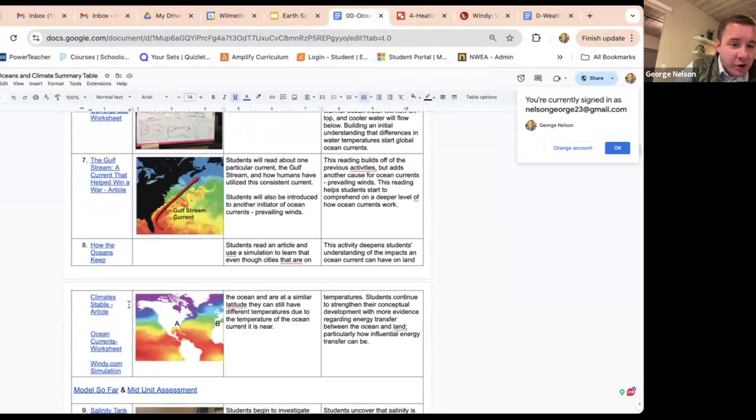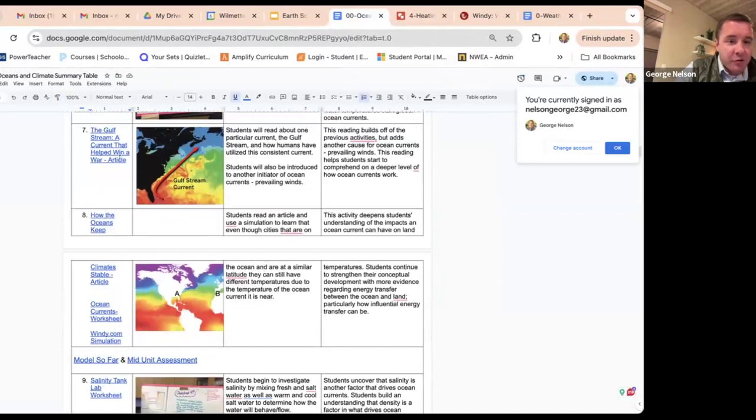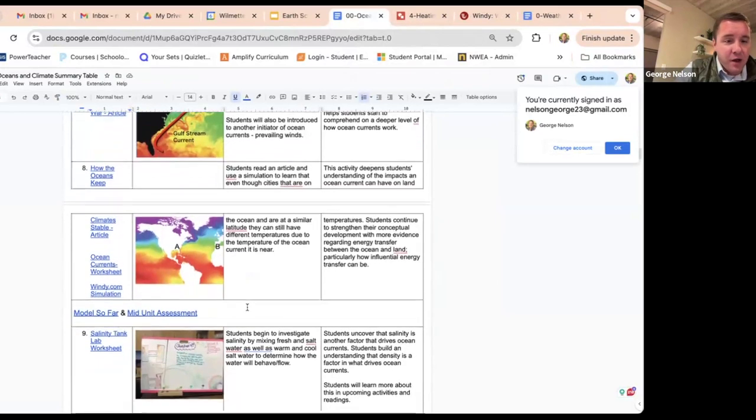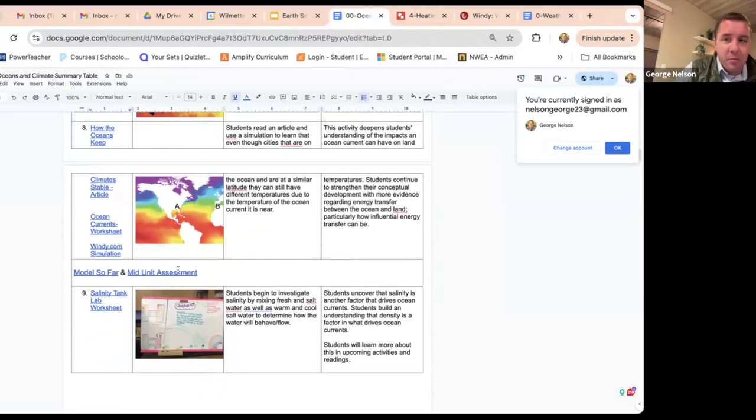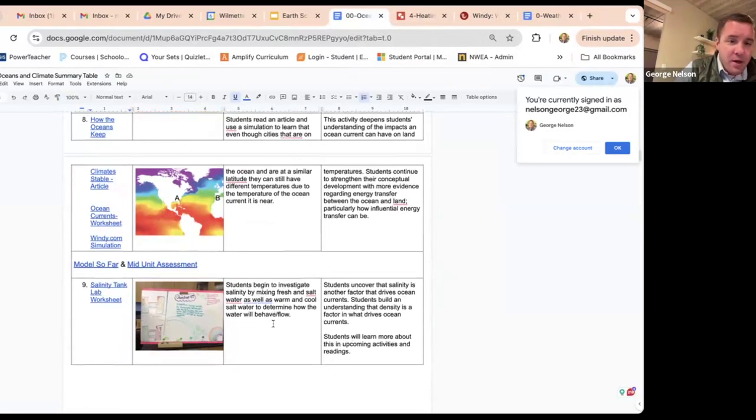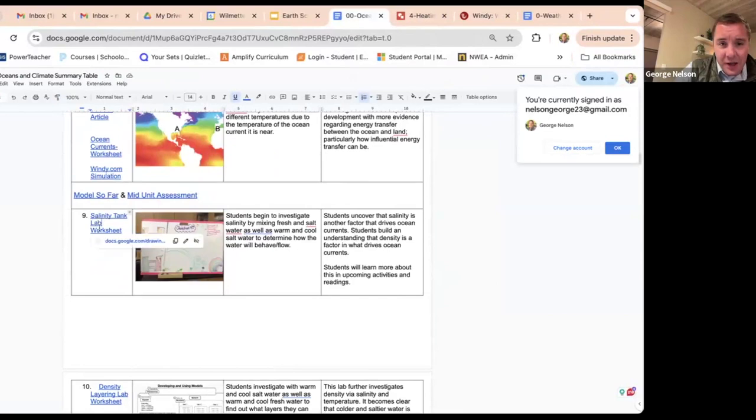We have some readings here. These readings really tie in all the major things: how we see the water flowing, oceans flowing the way they do, and also the imbalance of temperatures we have around the world. And then I have a midpoint assessment brought in at that point. Afterwards, you start talking about salinity.